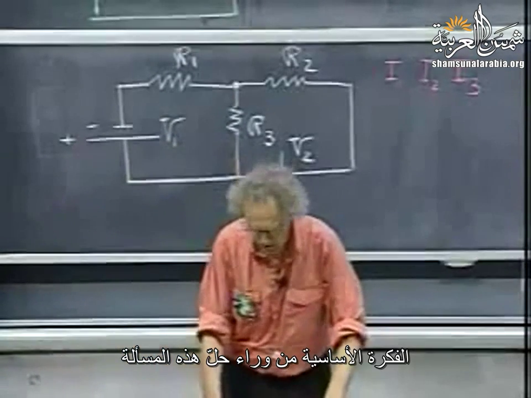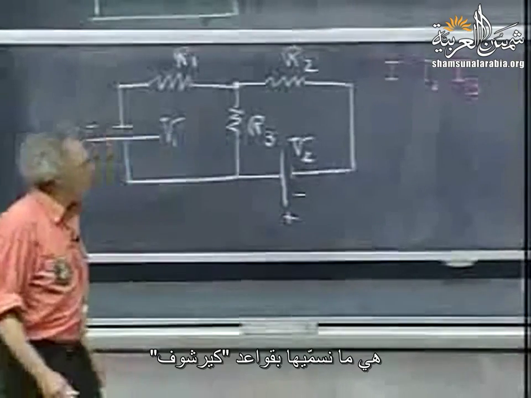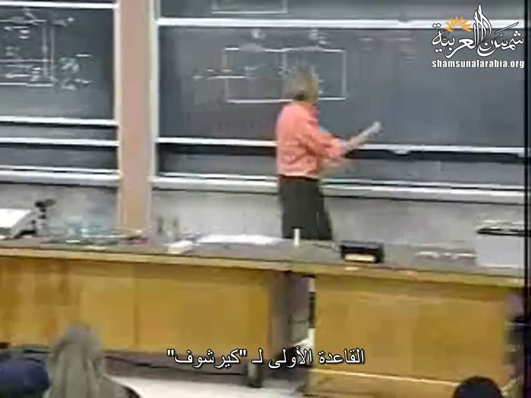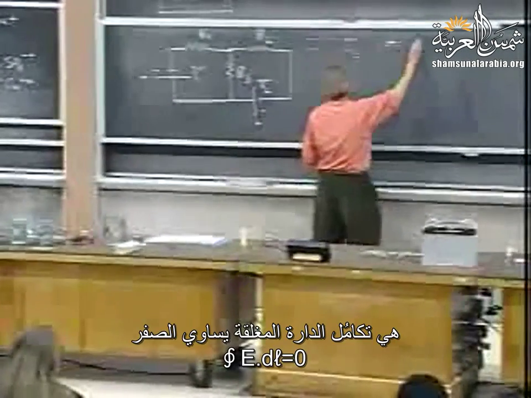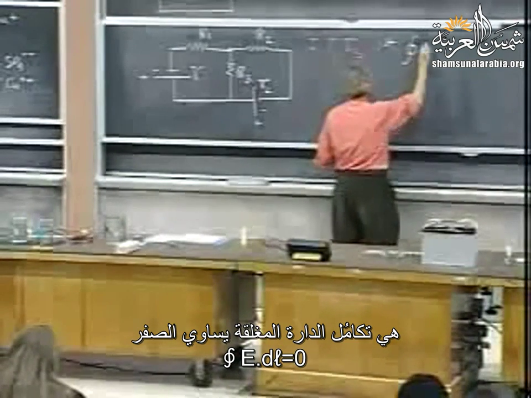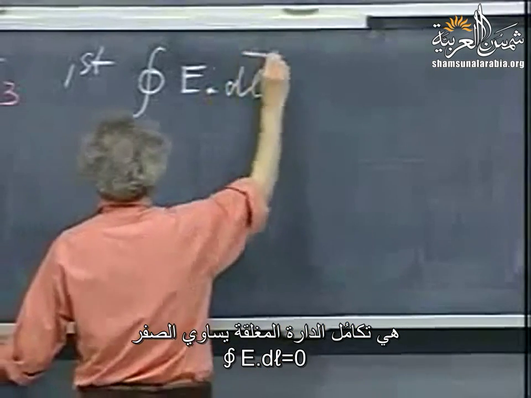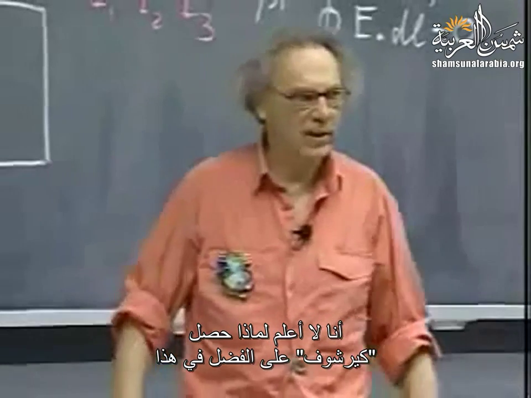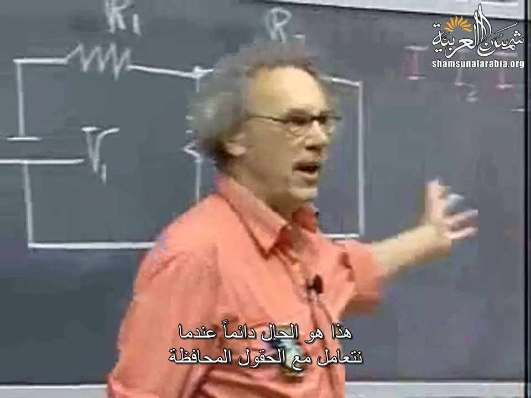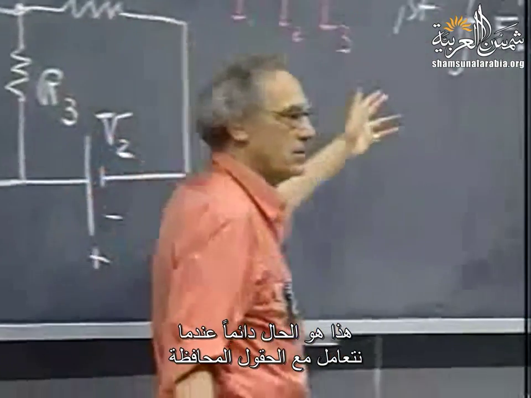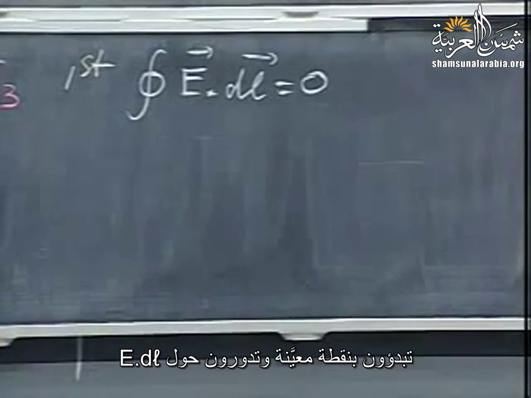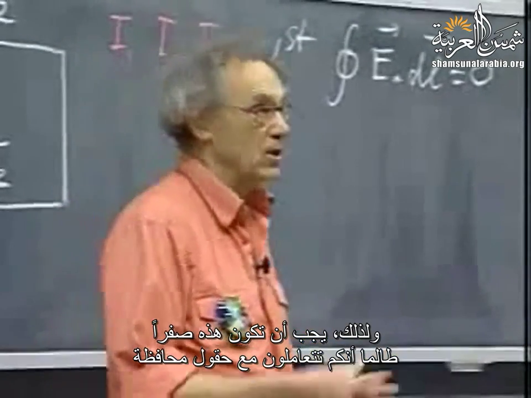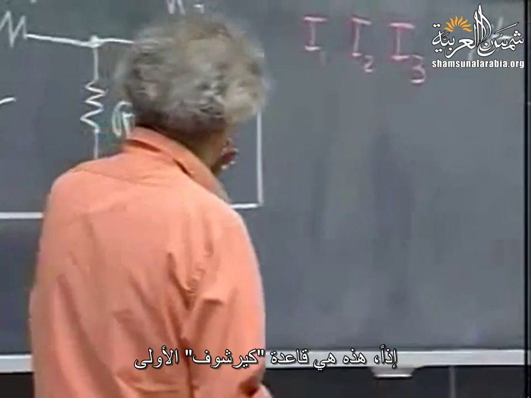The basic idea behind solving these problems are in what we call Kirchhoff's rules. Kirchhoff's first rule is that the closed loop integral over a closed loop of E dot dl is 0. We've seen that before. I don't know why Kirchhoff gets the credit for this. This always is the case when we're dealing with conservative fields. When you start at a particular point, you go around E dot dl, you're back at the same potential where you were before, so this must be 0, as long as you deal with conservative fields. So that's his first rule.